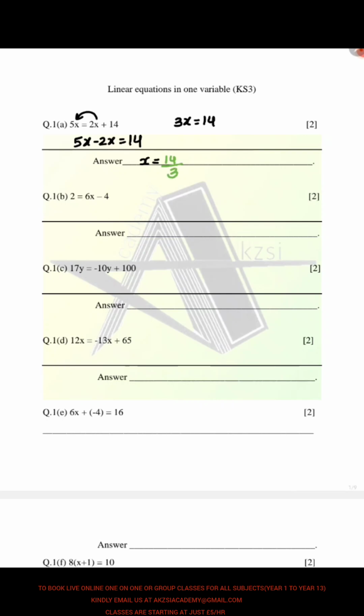Moving on to the next question. 2 equals 6x minus 4. So I am transposing 4 onto the left hand side, and while transposing, don't forget to change the sign. It's always about changing the sign while transposing. Don't change the sign while cross multiplication. It's only done while transposing. So 2 plus 4 equals 6x. So this will be 6 equals 6x. And now dividing both sides by 6, you'll get x equals 1.